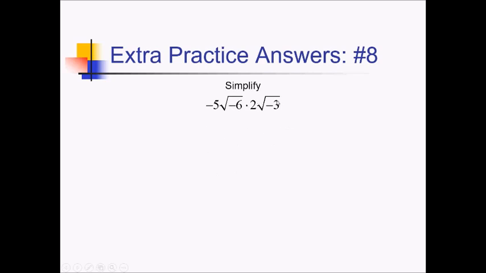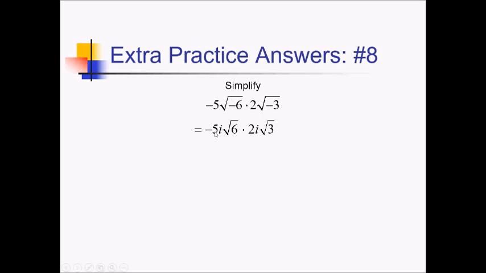To multiply these radicals together, I have to start like I would with any radical that had a negative inside, and take the negative out as an i. So our first radical I can rewrite as negative 5i radical 6, and then we'll be multiplying that by 2i radical 3.